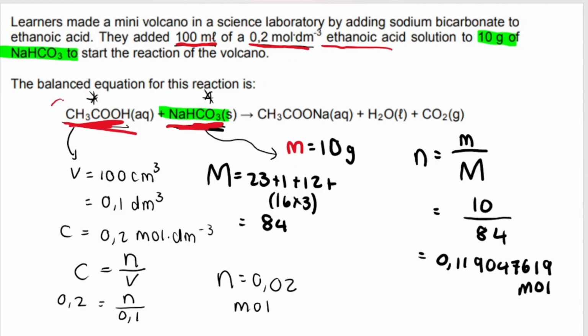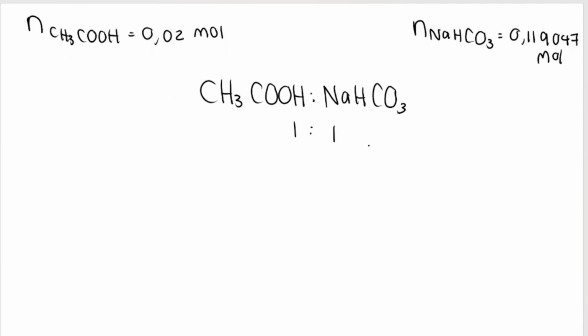Remember, the mole ratio is the big numbers in front of these compounds over here. So because there's no big numbers, we see that it's a 1-to-1 ratio. What this means is as follows. We've got a 1-to-1 ratio. Now we worked out that we've got 0.02 moles of our acid and 0.119 moles of our sodium bicarbonate.